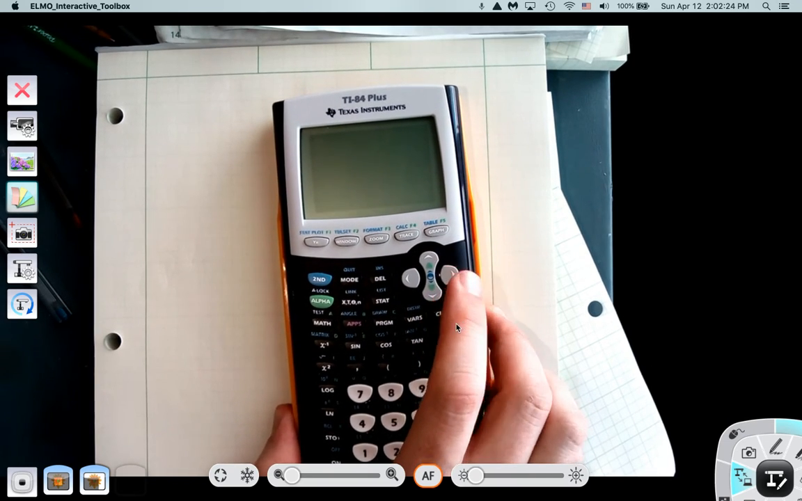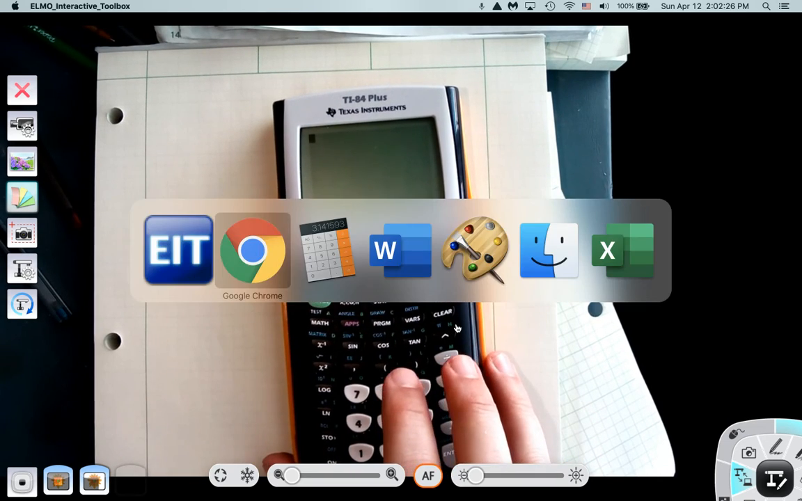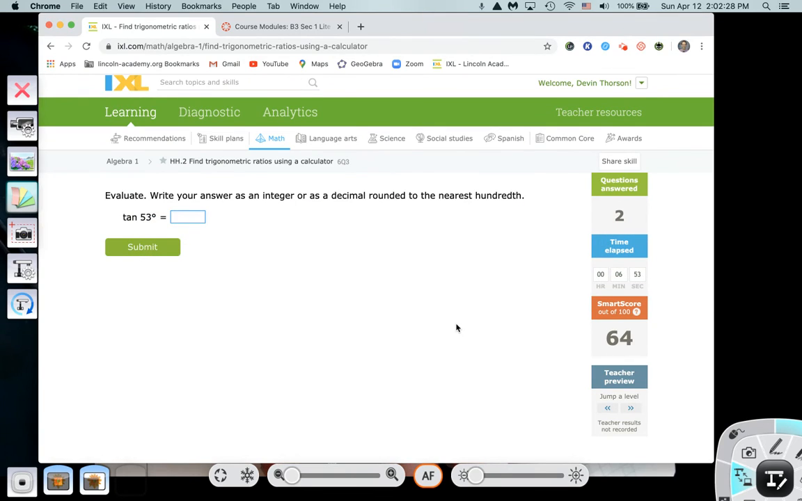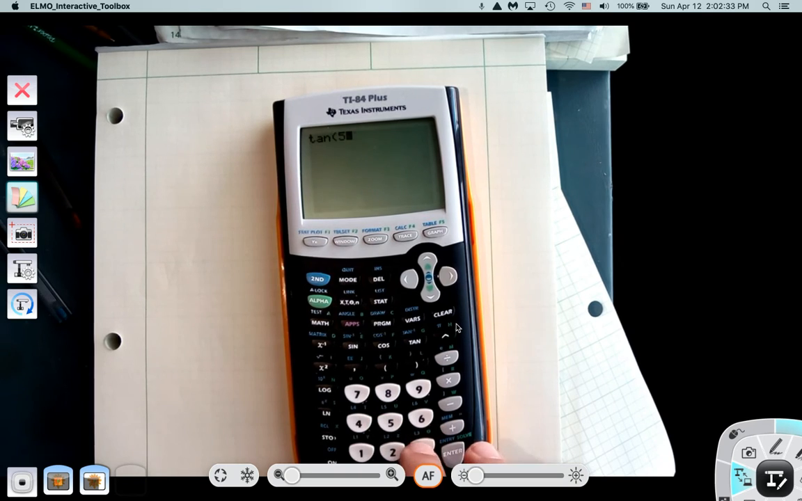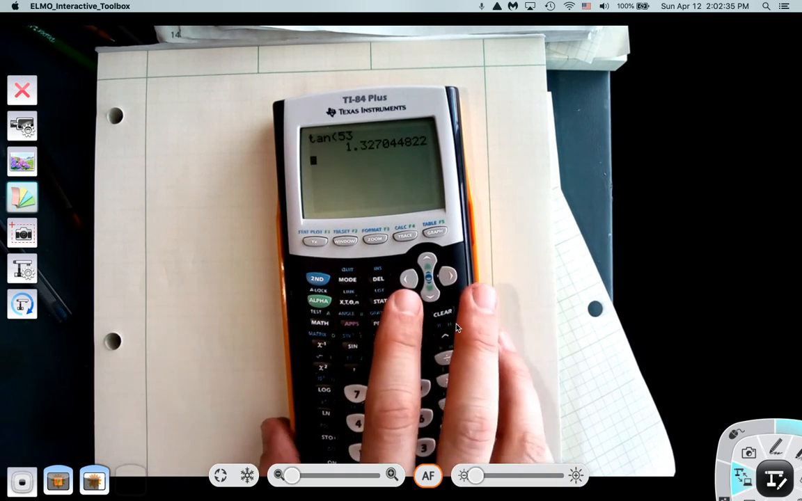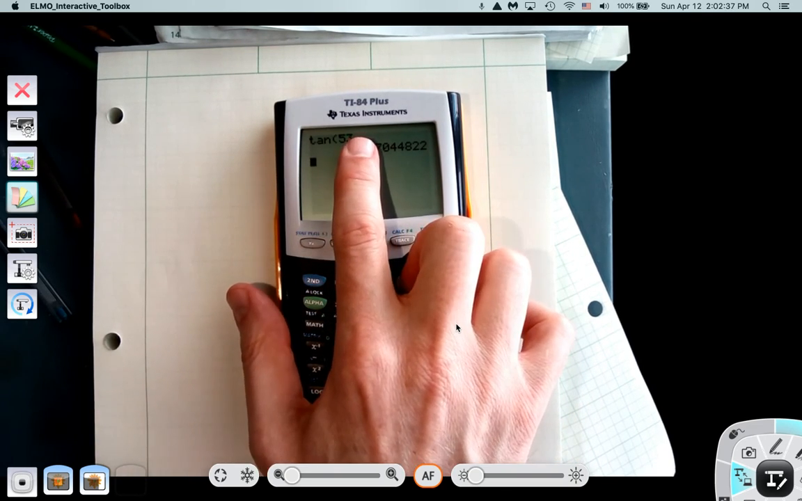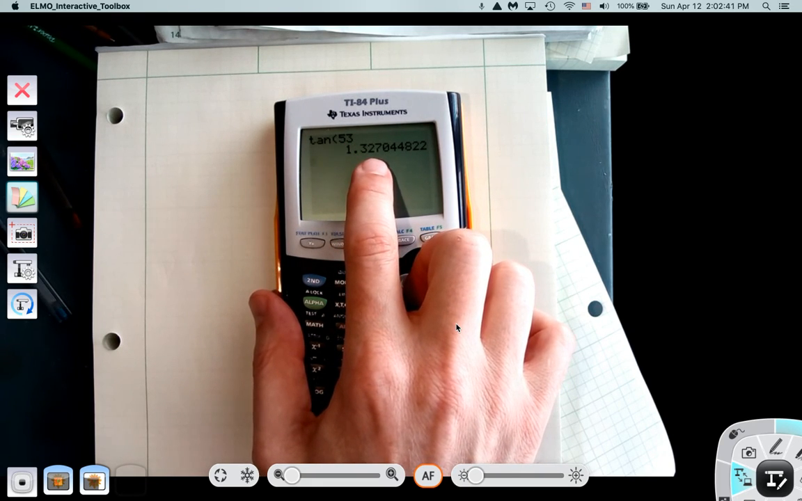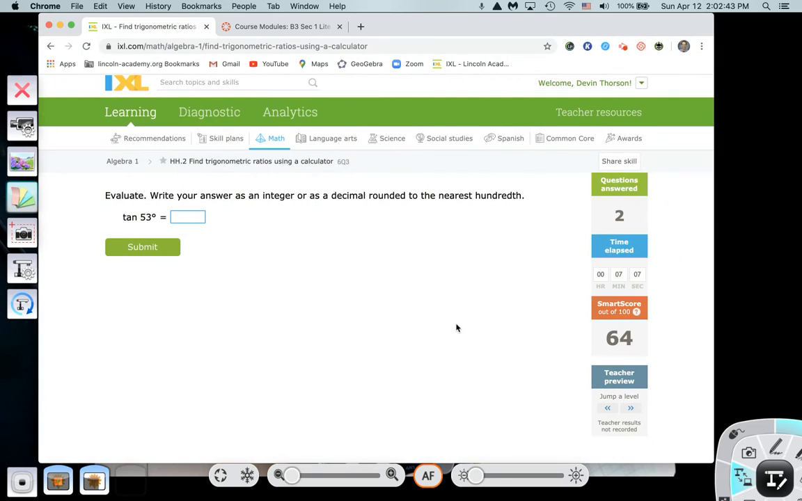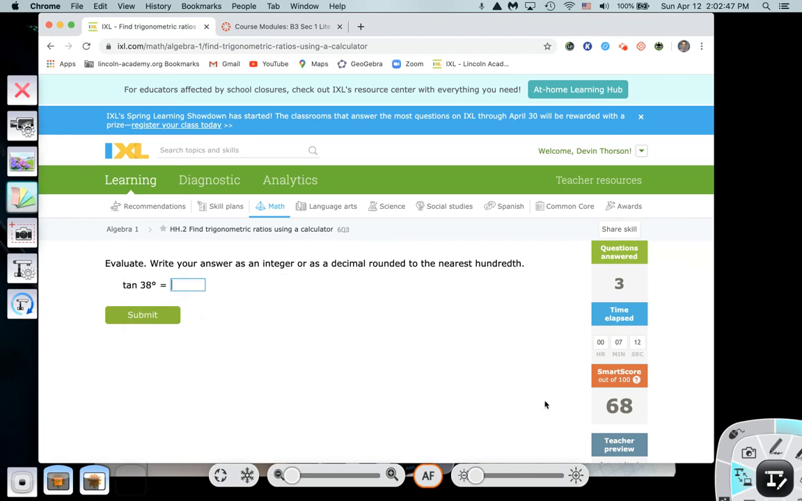If I'm using your own calculator, just make sure you know if the calculator is in degree mode. I've already put this in degree mode, and I'm going to take the tangent of 53. So in this one, I hit the tangent button, hit 53, hit enter, and I get 1.3. Now I'm rounding to the nearest hundredth, so it's going to be 1.33. So now I come back to here and I type in 1.33 and I hit enter and I get my answer.